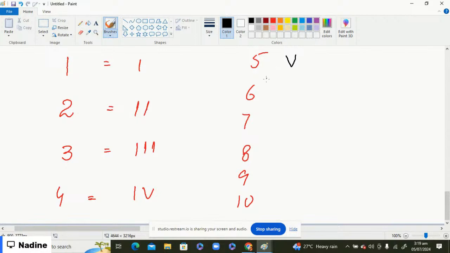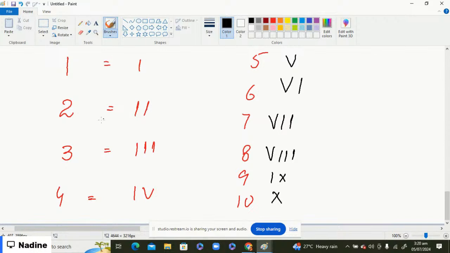For 6, it's 5 plus 1. What is 5? This is V and 1 is I. For 7, it's 5 plus 2. So 5 is V and 2 is 2 lines. For 8, it's 5 plus 3. So what is 5? That is V plus 3. For 9 and 10, for 9, it's IX and for 10, it's X. This is basically from 1 to 10. This is the Roman numerals. Okay.